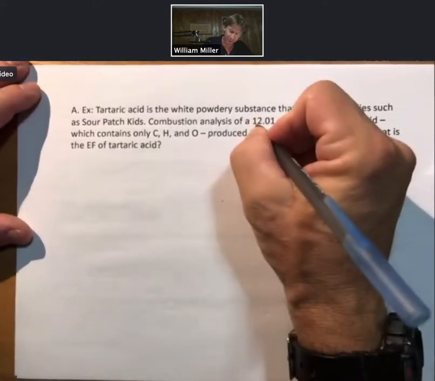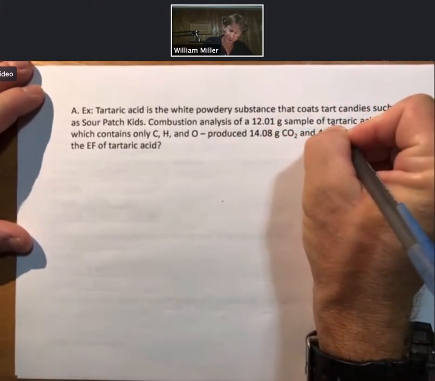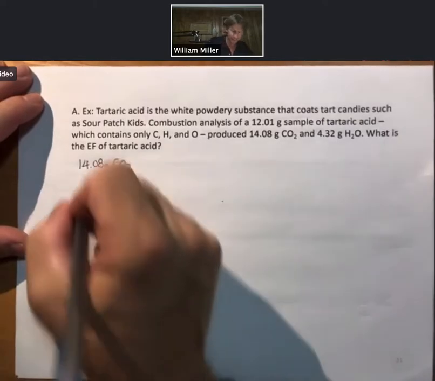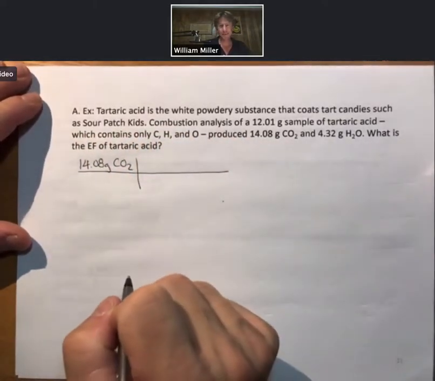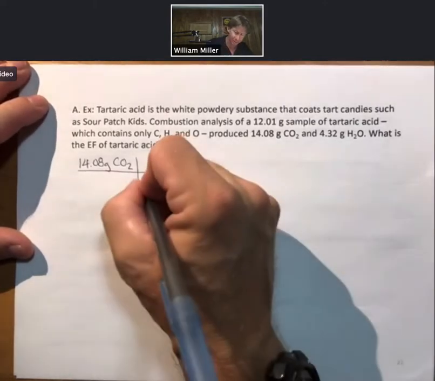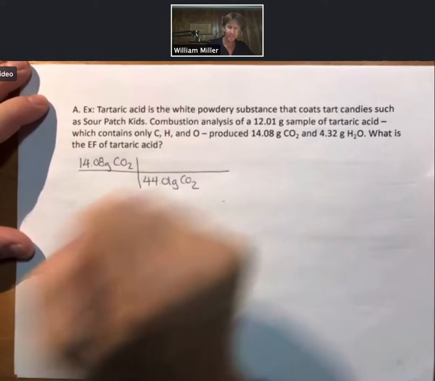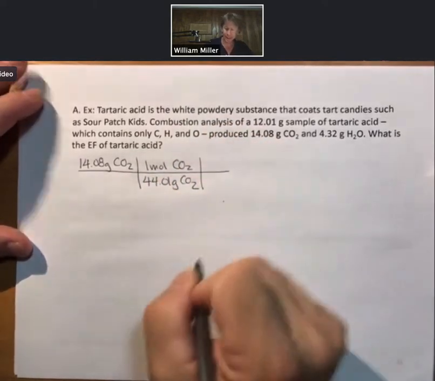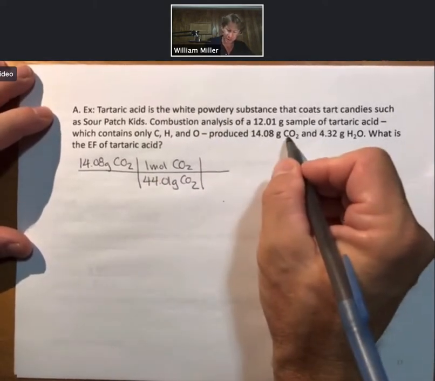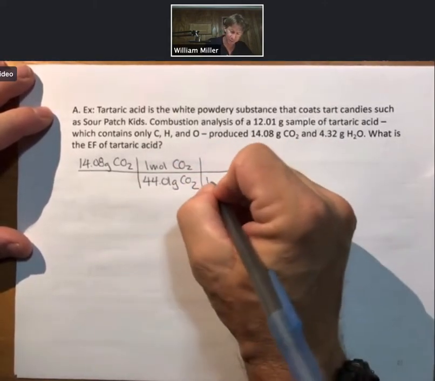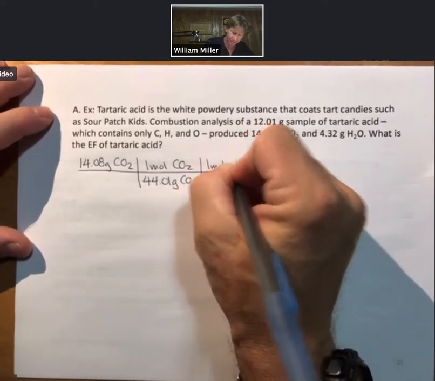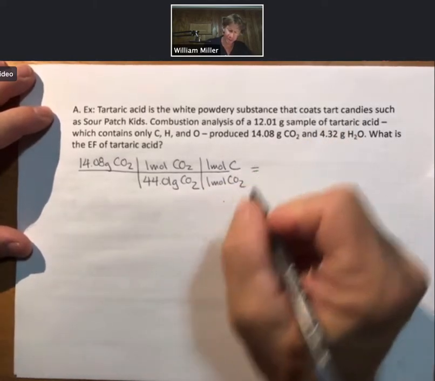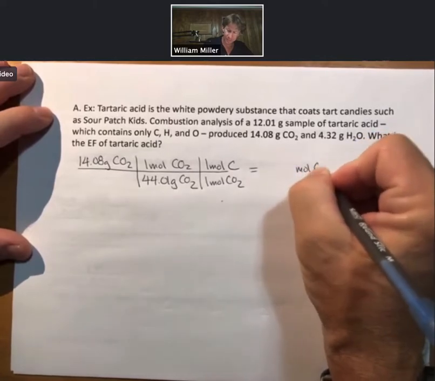In this particular example, we have a 12.01 gram sample of tartaric acid. Well, I'm going to start with the 14.08 grams of carbon dioxide. This time, we're going to turn this into moles of carbon dioxide. The molar mass of carbon dioxide is 44.01 grams per mole. And because we're interested in tracing back the amount of carbon in the unknown, I will put this step here, which says that in each mole of carbon dioxide, there's one mole of carbon. And therefore, my units at the end here will be moles of carbon.